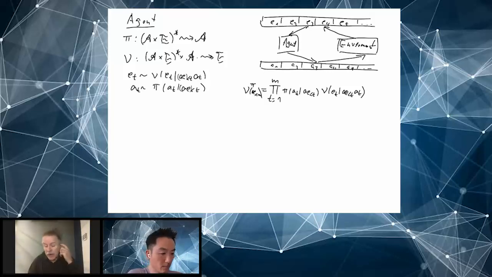So now we ask, what does the agent do, right? And we want it to do well with respect to some criterion. In reinforcement learning, you have a reward signal. So we split the perception into an observation and a reward. So the perception is observation-reward pairs, O2, R2, and so on. When I write E, it's always the pair O R.